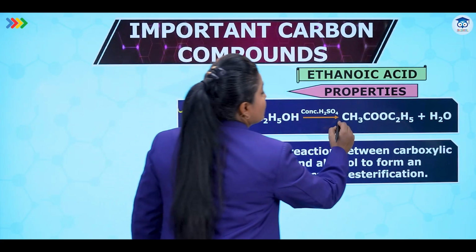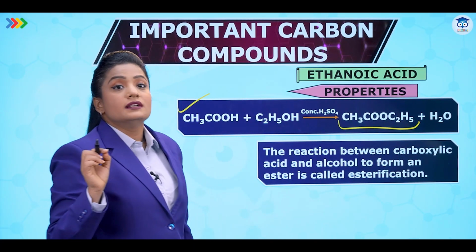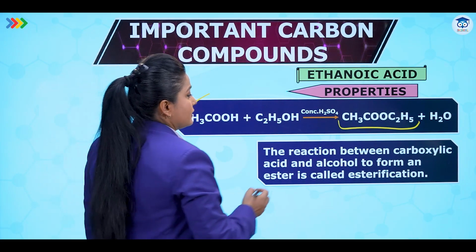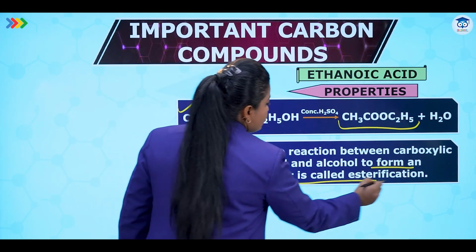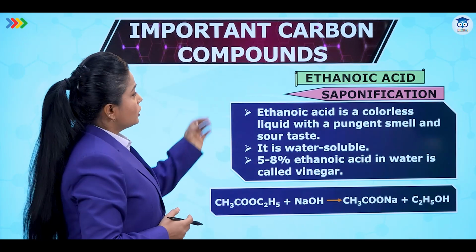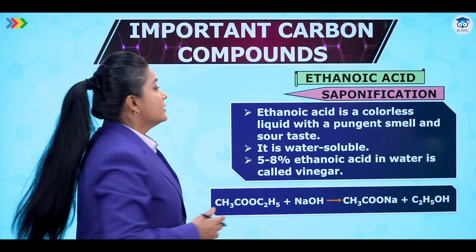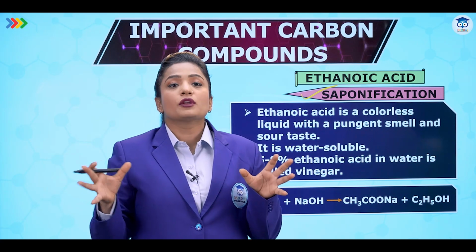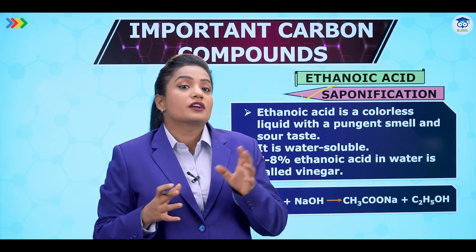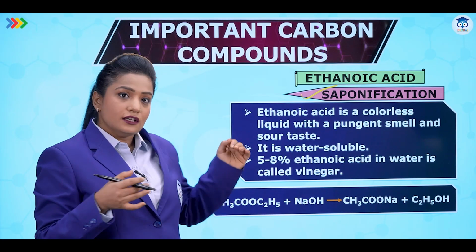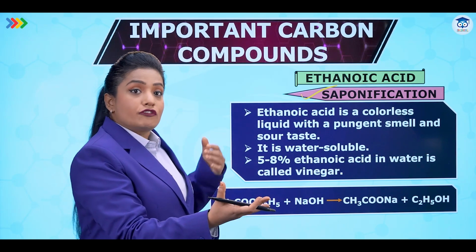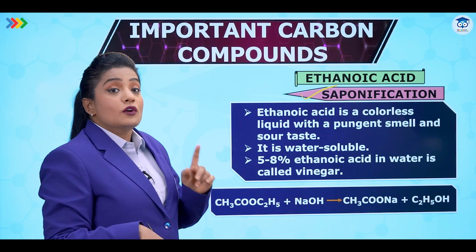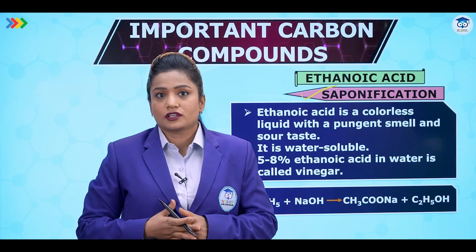This ethyl ethanoate has a sweet, fruity smell because it is an ester. The reaction between a carboxylic acid and an alcohol to form an ester is called esterification. Now let's move to another important reaction, that is saponification. You can remember esterification and saponification in pairs. Why pairs? Because they are opposite of each other. In esterification we prepared an ester from ethanol and ethanoic acid, but in saponification we are going to do the reverse.